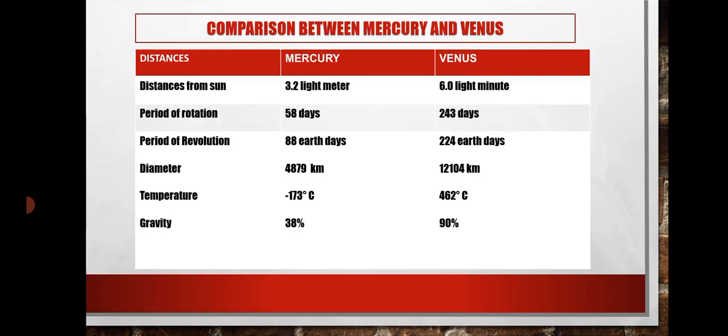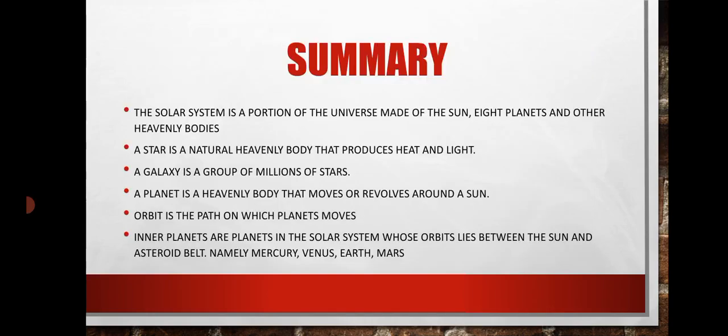Now, let's look at the temperature. For Mercury, we have negative 173 degrees Celsius. For Venus, we have 462 degrees Celsius. The gravity: Mercury has 38%, Venus 90%.